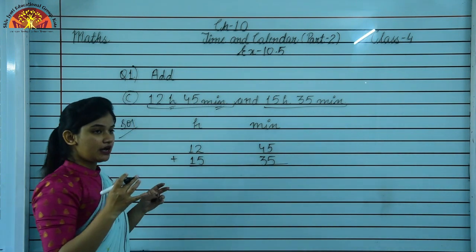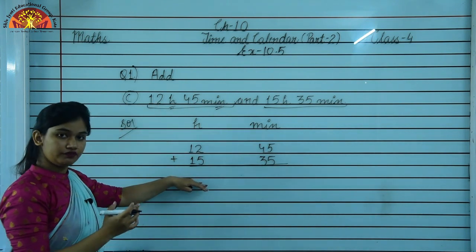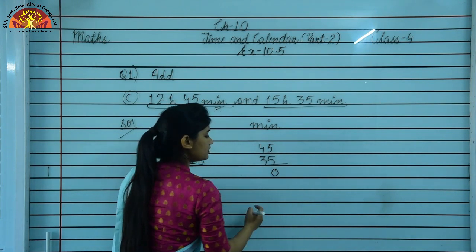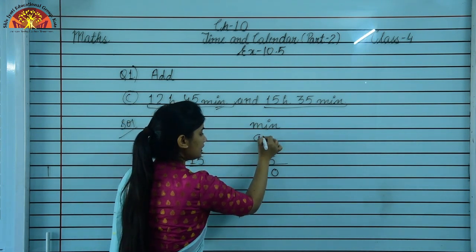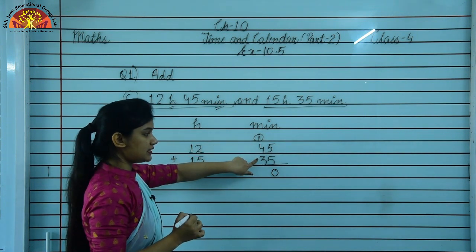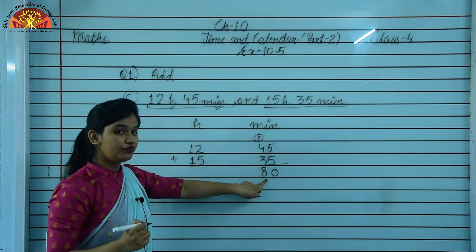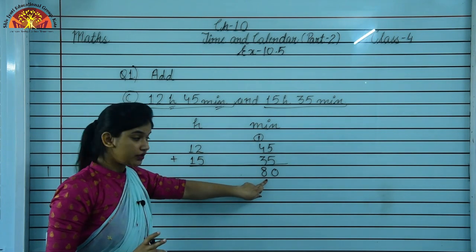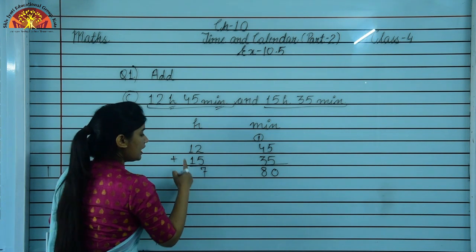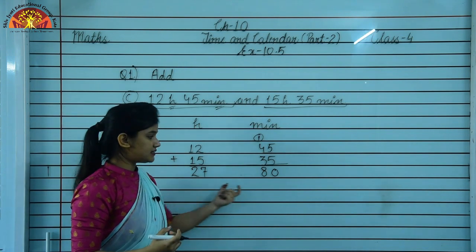So now students, we have to do separate addition. The separate addition of minutes will be on this side and the separate addition of hours we will do on this side. So now 5 plus 5 is 10. So we'll write 0 here, 1 carry over. Now 4 plus 1 is 5, 5 plus 3 is 8. So in minutes we have 80 minutes. How many minutes do we have here? 80 minutes. Now we will come to the hours. 5 plus 2 is 7 and 1 plus 1 is 2. So now students, we can see 27 hours 80 minutes.